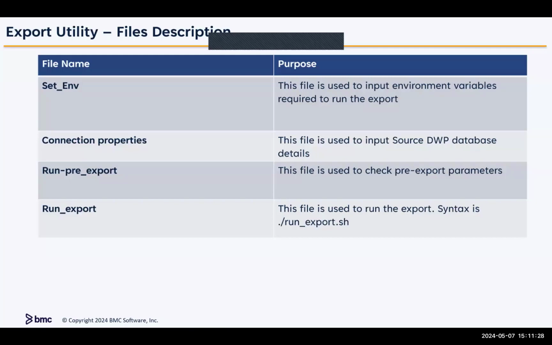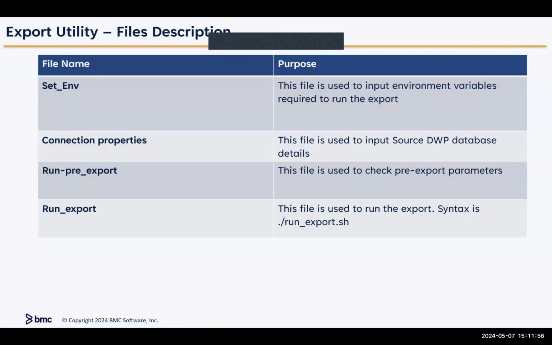So we need to provide the DB details in the connection properties file. We also have a file named run pre-export. This file we can use to check some of the pre-export parameters. So we basically need to run this file before running the actual export. The run export is the actual export, which will run the export and write the data.